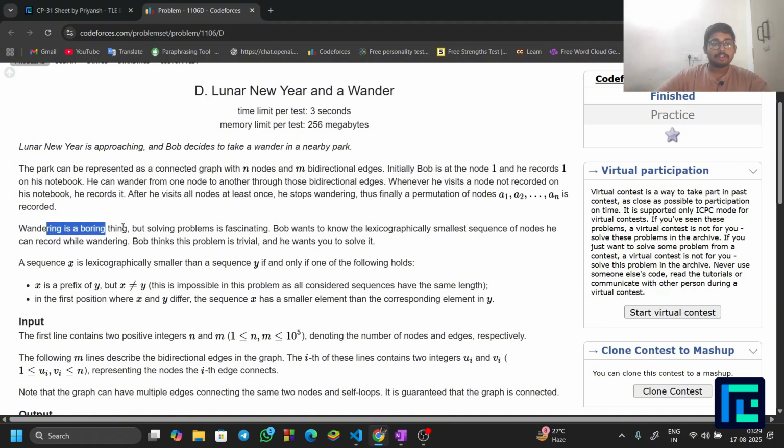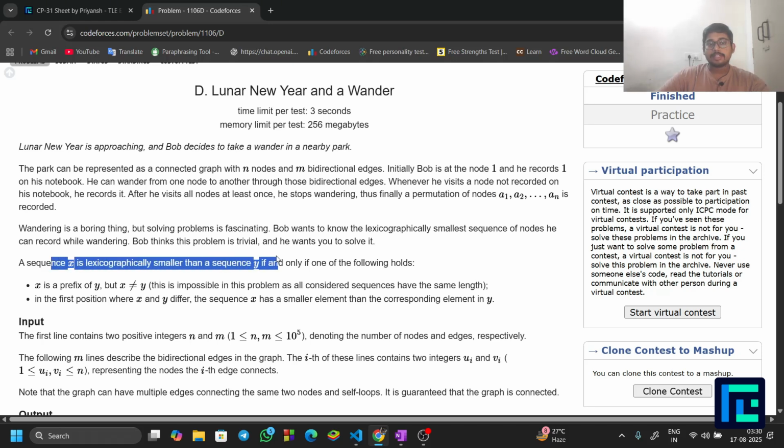Now, wandering is a boring thing, but solving problems is fascinating. Bob wants to know the lexicographically smallest sequence of nodes he can record while wandering. Bob thinks this problem is trivial and he wants you to solve it. So basically we need to find the lexicographically smallest sequence of nodes that we can obtain through this wandering process. And I hope you know what lexicographical order is.